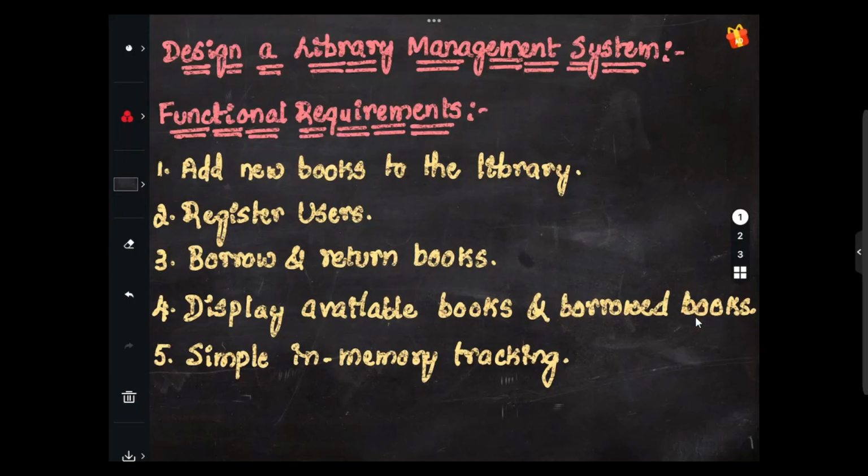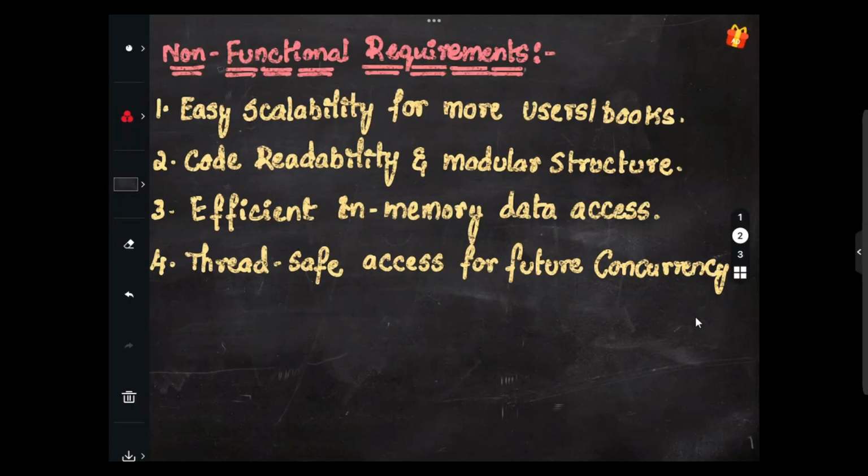First functional requirement: we should be able to add new books to the library. The second one is register users; the user has to register, right? Then borrow and return books. The user should be able to borrow and return books. Display available books and borrowed books. And the final one is simple in-memory tracking, right? So this is fine, I believe. Next, let's move on.